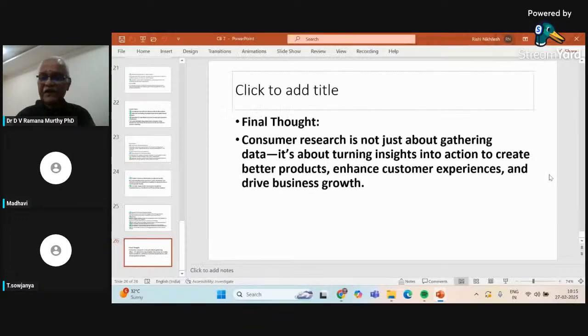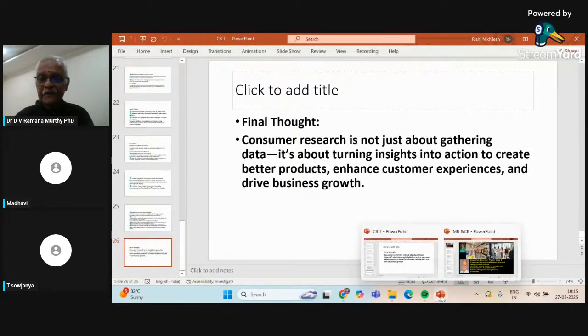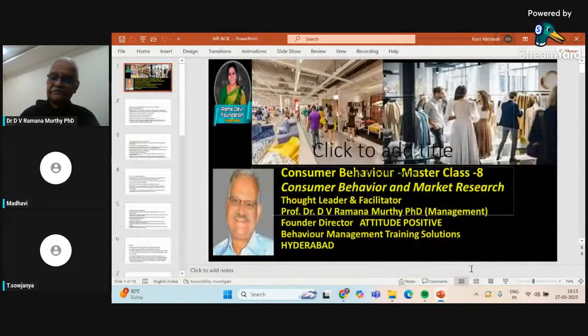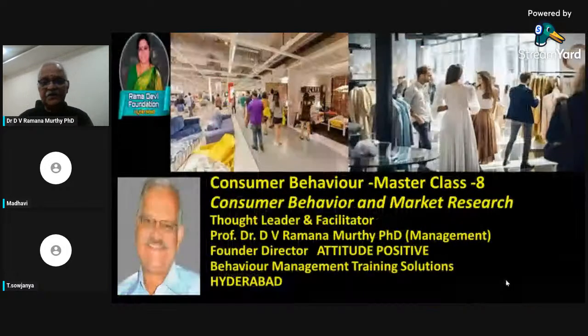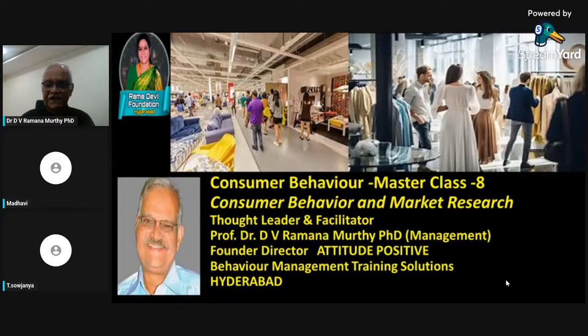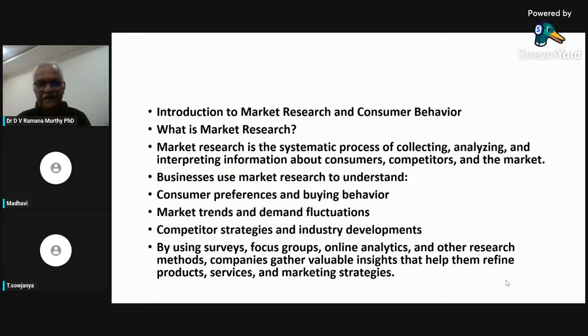So this is what we mean by market research based customer preference pattern analysis. Now we are entering into another area. This master class 8 is a continuation of class 7. Let's now try to understand market research.